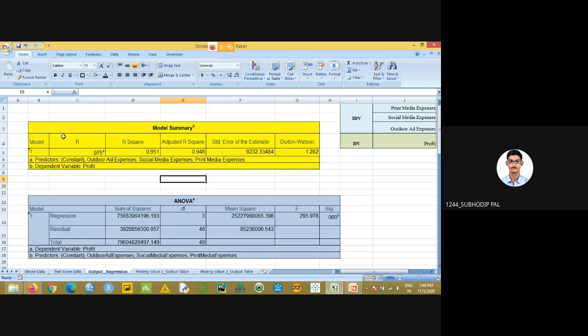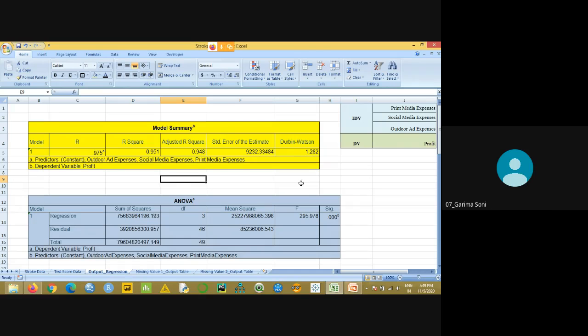So this is another example. My predictor means what? The independent variable, right? Here in my data set, the independent variables are outdoor ad expense, social media expense, and print media expense, and my dependent variable is profit. So profit depends on how much my expense is on outdoor ad, social media, and print media. Are you all understanding the regression model, the data?